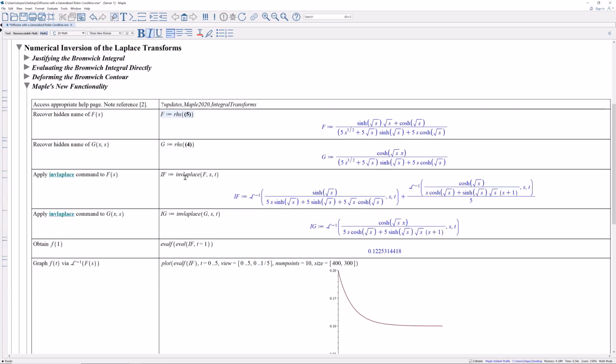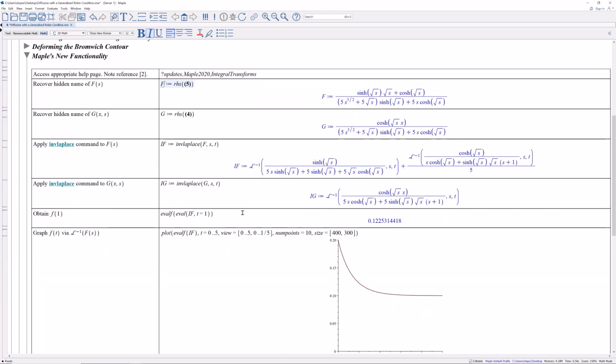How do you work this stuff? You apply the inverse Laplace transform command, invlaplace, to f, and you apply it to g. I call it if, or inverse f, and ig, inverse g. This one got split because of that plus sign right there. So you have these two things on the screen. Leave them there.